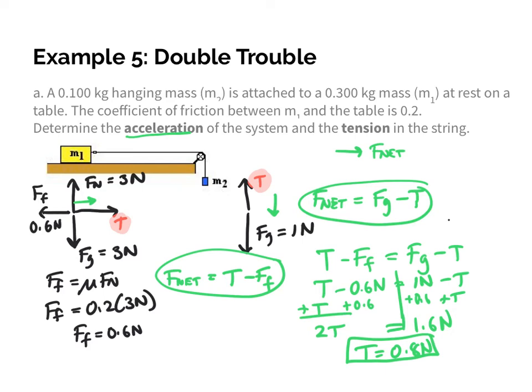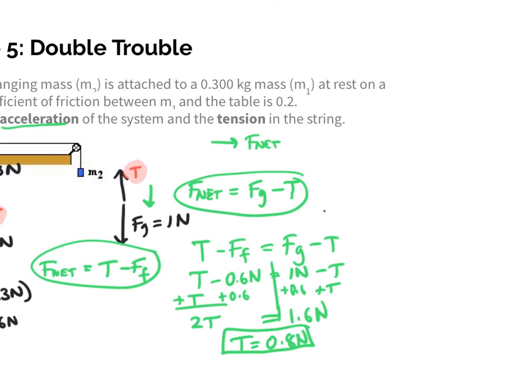Now that I know the tension, what I'm going to be able to solve for is the net force. Now I can choose either equation here. I can put 0.8 here, I can put 0.8 here, it doesn't matter which one I do. Just for real estate's sake, I'm going to do this on the right. So I'm going to plug in this tension force into this equation, which is looking at mass 2. So I'm going to plug in my values.